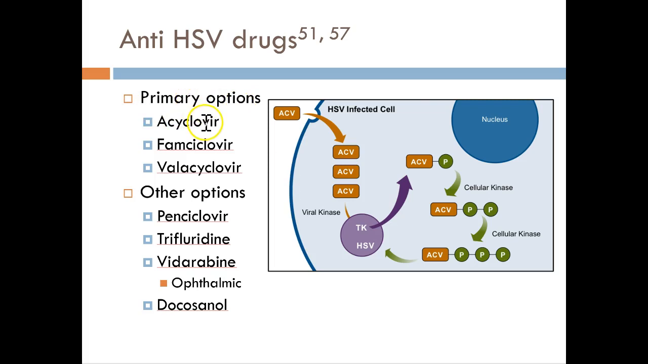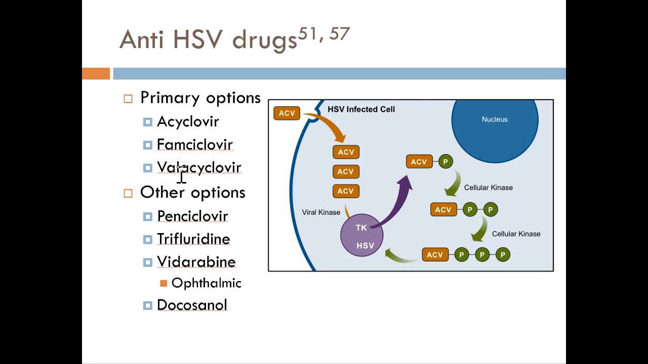So Acyclovir, and that's what this drawing is showing you, how an HSV infected cell. So Acyclovir works intracellularly to prevent the replication of the herpes virus. So it essentially interjects itself into the replication process, so the virus can't replicate as much. Famciclovir is sort of an alternative, and Valacyclovir is just a type of acyclovir that's different in the way it absorbs into the body, and I'll talk about that here in a second.